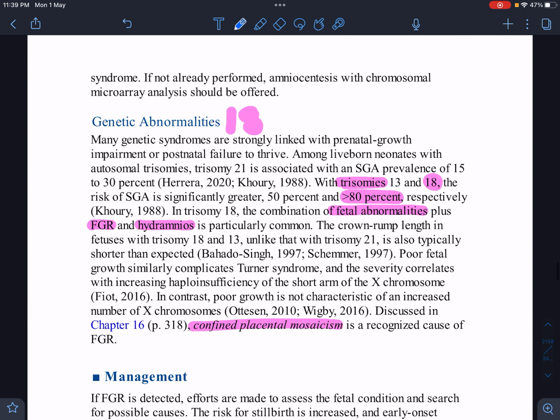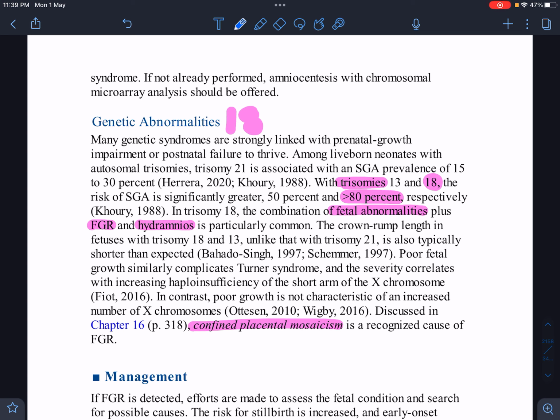Now genetic abnormalities. With trisomy 13 and 18, the risk of a small for gestational age baby is very great. With trisomy 18 it is 80%, with trisomy 13 it is 50%. So if someone asks you which trisomy is mostly linked with low birth weight, you will say 18. Eight has no weight, like that, 18. A combination of fetal abnormalities can be there, with FGR, and hydramnios can be there. So you have to remember this.